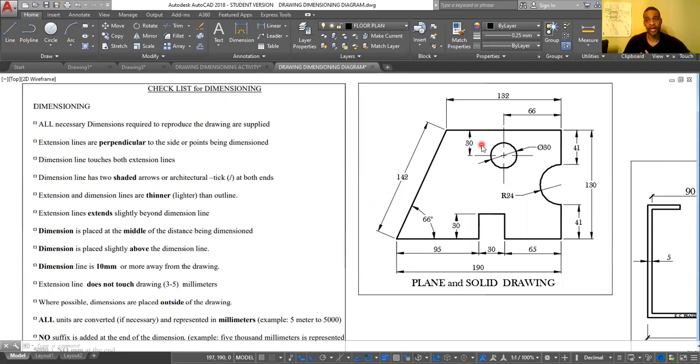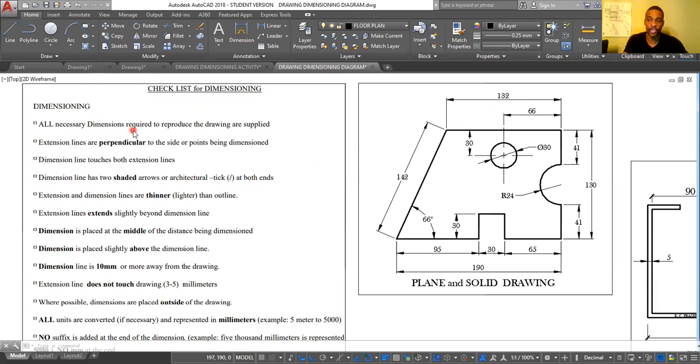It's important to note a dimension is pretty much a distance between 2 points. And the dimension line is this line here, which contains two shaded arrows or forward slashes. Typically for building drawing, we use forward slashes, and for leaders and plane and solid geometry or smaller drawings, we normally use arrows. Very important. Here is a checklist. The first one says all necessary dimensions.